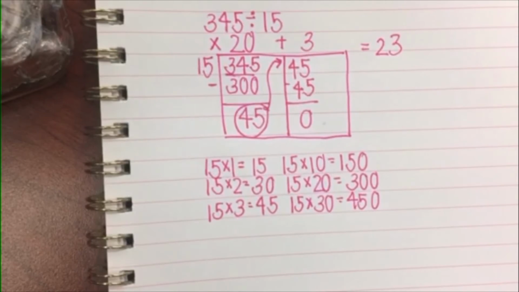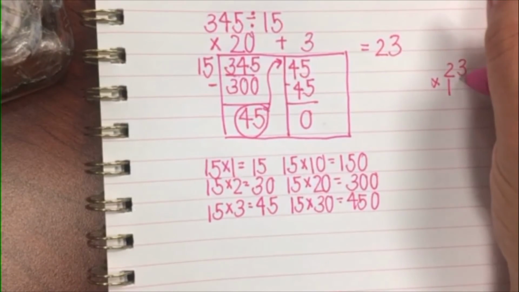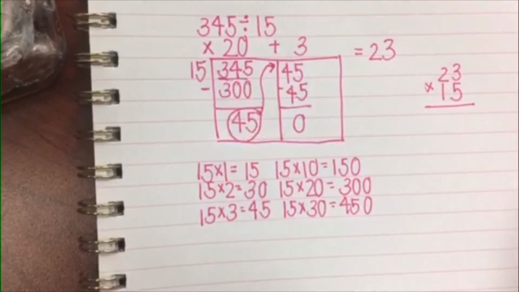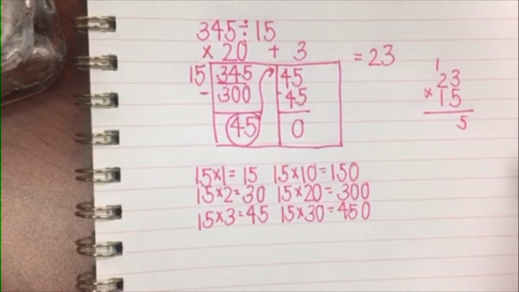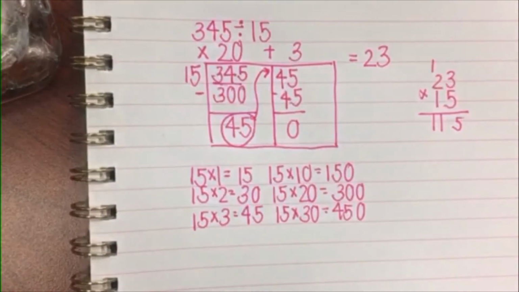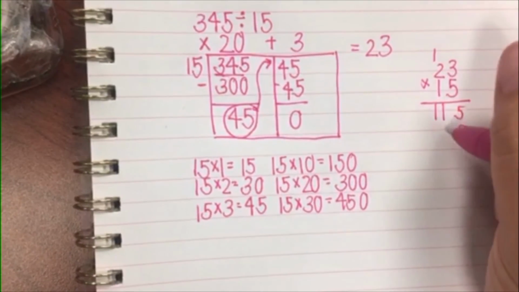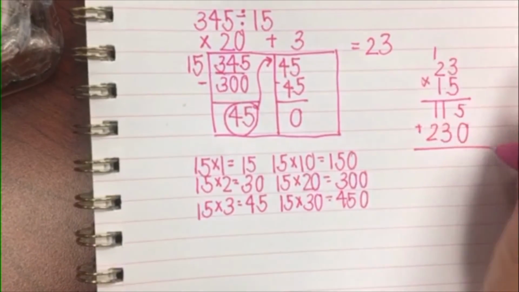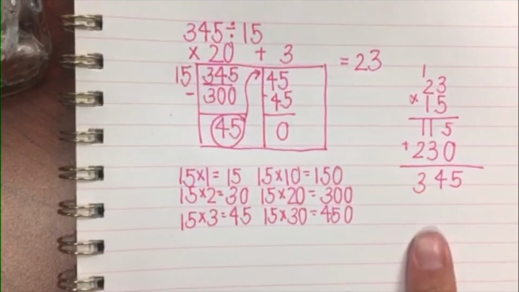Just in case, I wanted to double check myself, so I could multiply to make sure that I end up with that original number, 345. So 5 times 3 is 15. 5 times 2 is 10, plus 1 is 11. I need to add my 0 placeholder, and I know that 1 times 3 is 3, and 1 times 2 is 2. Now I can add these up, and I get 345, which tells me that I was correct.